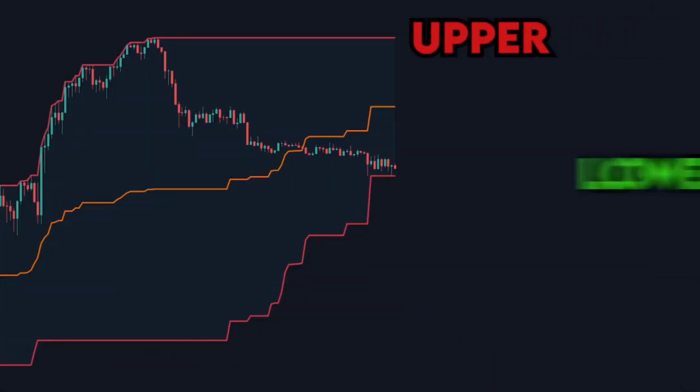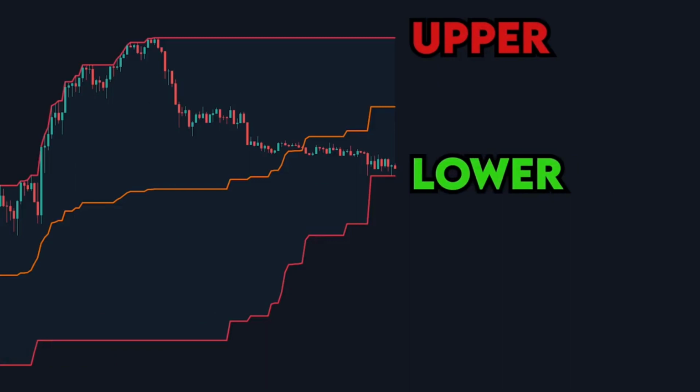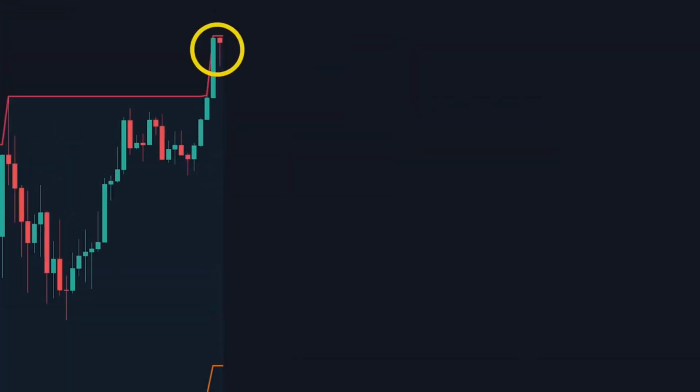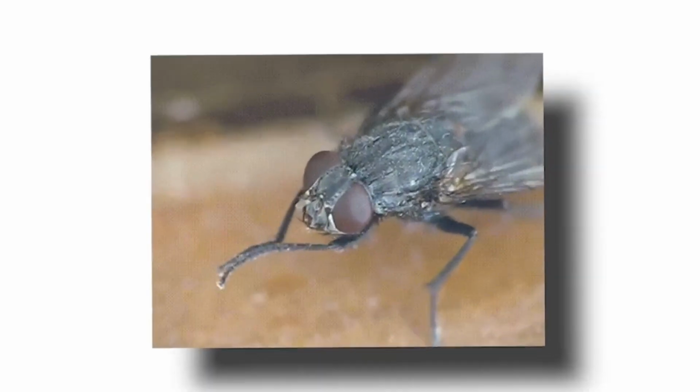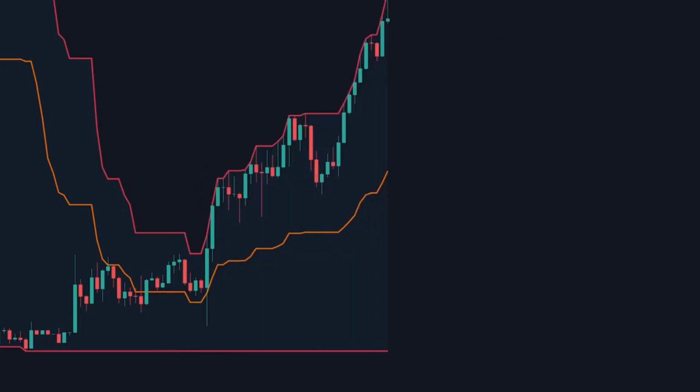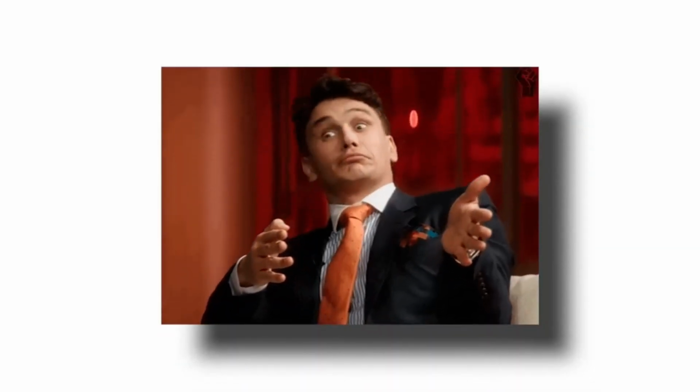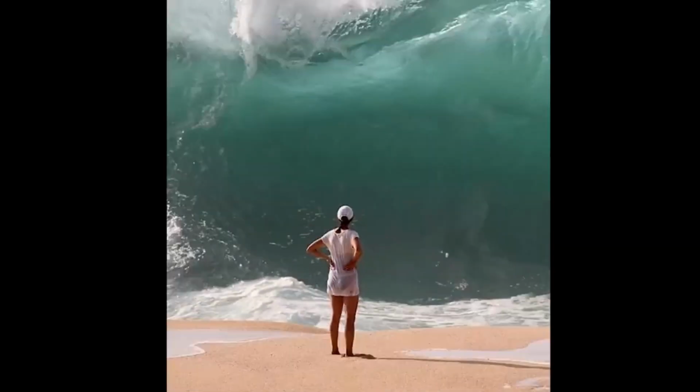Next is the upper and lower band. These bands can act as both support and resistance, and oftentimes price will hit these and reject. But we can also use them as breakout points, as if price breaks this upper band, oftentimes price will continue to head upwards, which is exactly how Larry used it. That's a little foreshadowing. But there is a small problem with this strategy. Actually, it's a pretty big problem.